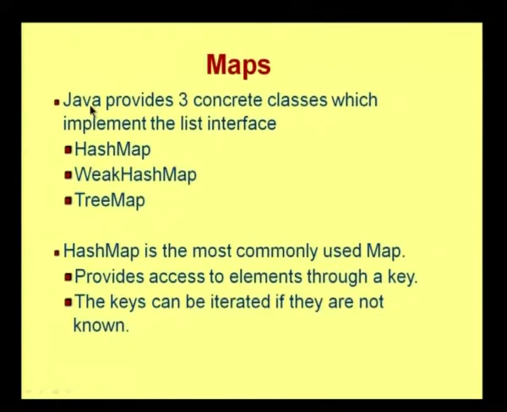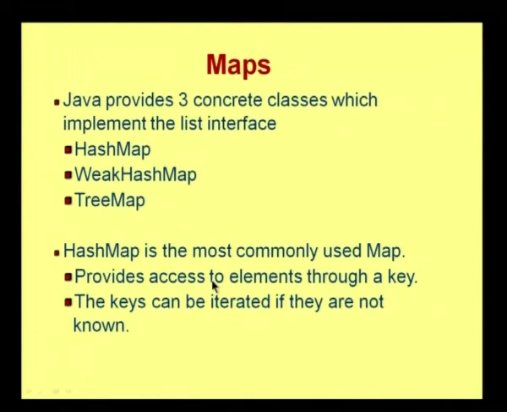So with respect to maps, Java provides three concrete classes: hash map, weak hash map and tree map. Hash map is the most commonly used map, and provides access to elements through a key. Normally I will have a key, and based on the hash value of the key, that element will be stored. So you know what hashing is.